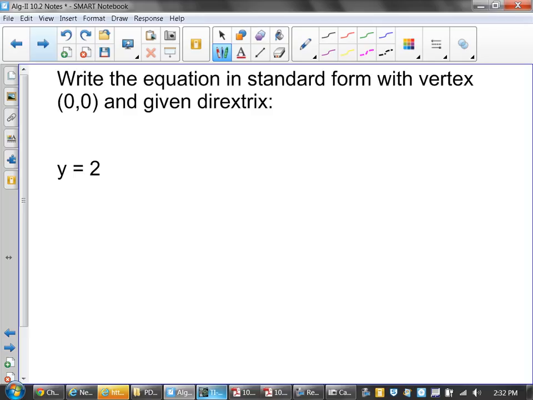So if I'm going to start this problem out, I'm going to draw a quick little grid. Know that my vertex is at 0, 0. And my directrix is at y equals 2. Y equals 2, is it a horizontal or a vertical line? Horizontal. So if my directrix is above the vertex, which direction is this opening? Downward. I know this is going to be opening downward, down like a frown.